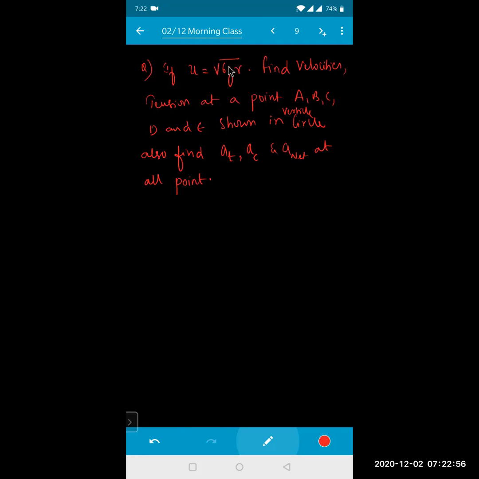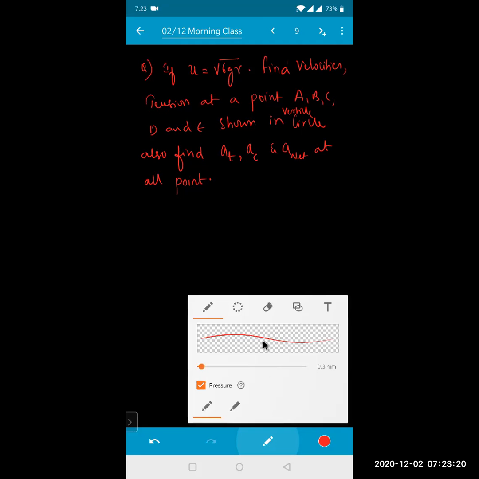If u is equal to under root of 6gr, find velocities and tension at points A, B, C, D. We need to calculate velocities also. That is 5 velocities, 5 tensions, and 8 questions, sir. 5 means 10, 11, 12, 13. In total there are 13 questions in this. We need to calculate the tangential acceleration, centripetal acceleration, and net acceleration at all the points.